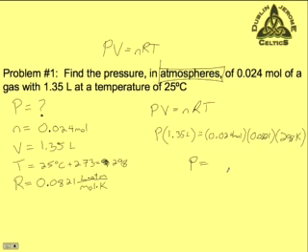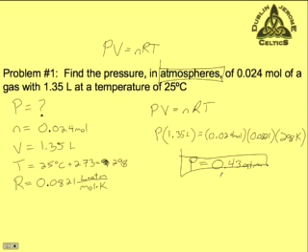Wait, we have to use algebra here, don't we? A little bit. You divide the NRT by the volume, move that over to get the pressure by itself, and you get 0.43 atmospheres. That was painless. Relatively. Ideally. 0.43 atmospheres.